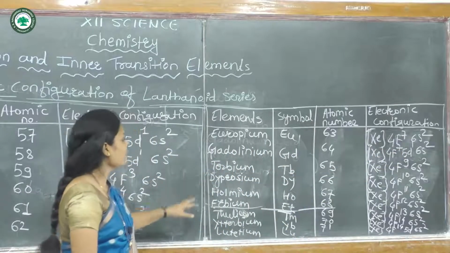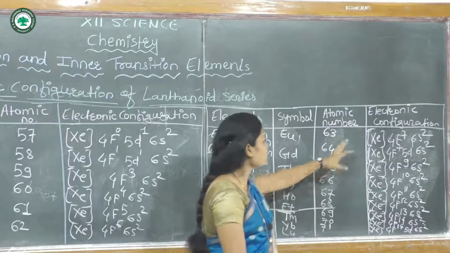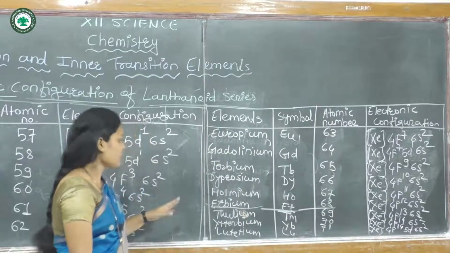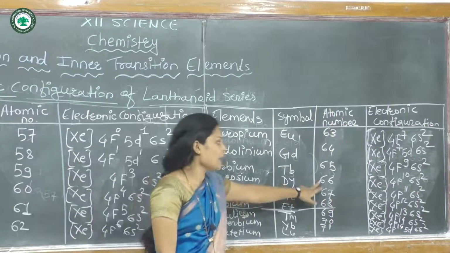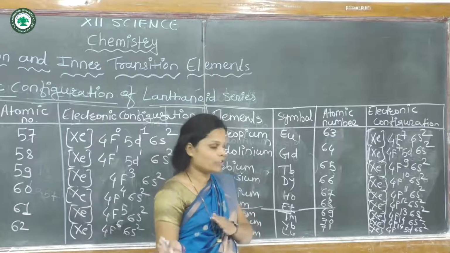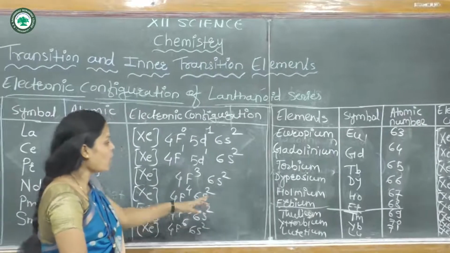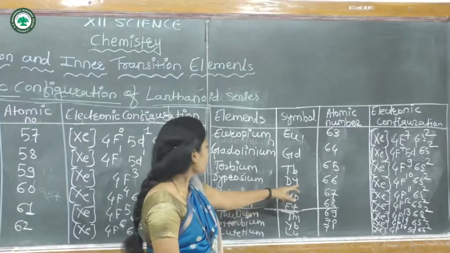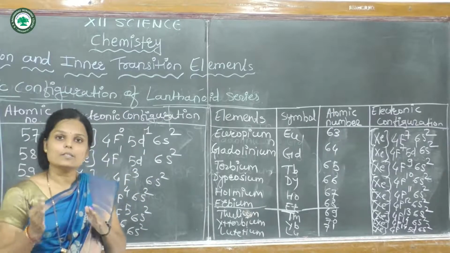Then the next element is terbium. Terbium, atomic number 65, electronic configuration of terbium is 4f9 and 6s2. Then the element's name is dysprosium. Dysprosium, atomic number 66, and electronic configuration is 4f10 and 6s2. The next element is holmium. The atomic number of holmium is 67. Electronic configuration is 4f11, 6s2.